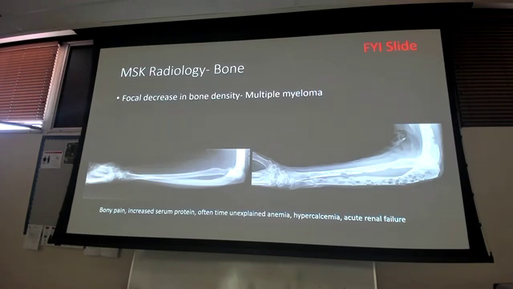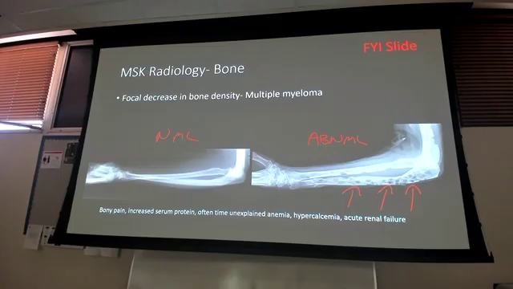So again, I have normal on the left, abnormal on the right. And you see all those localized or focal decreases in bone density from the multiple myeloma. So if you catch this, you're just gonna order a skeletal survey. You don't gotta order a head and neck, both shoulders. You put in a skeletal survey, and they're doing X-rays of everything.